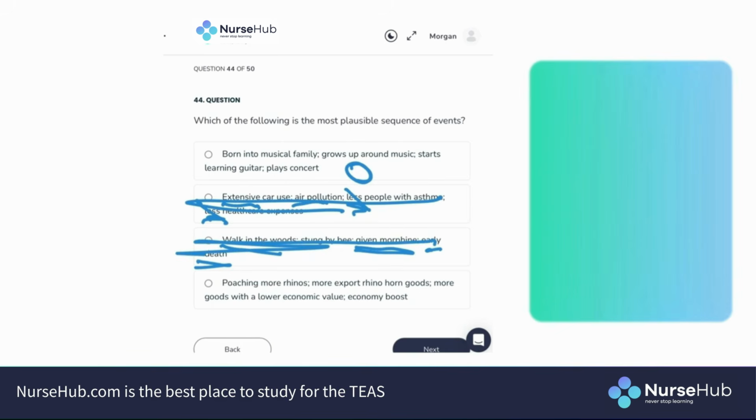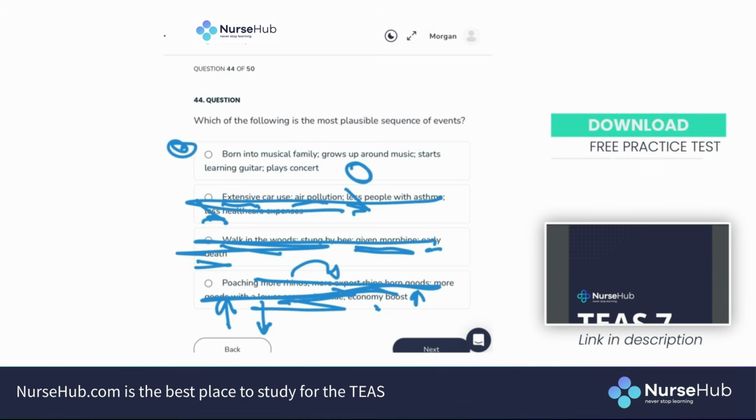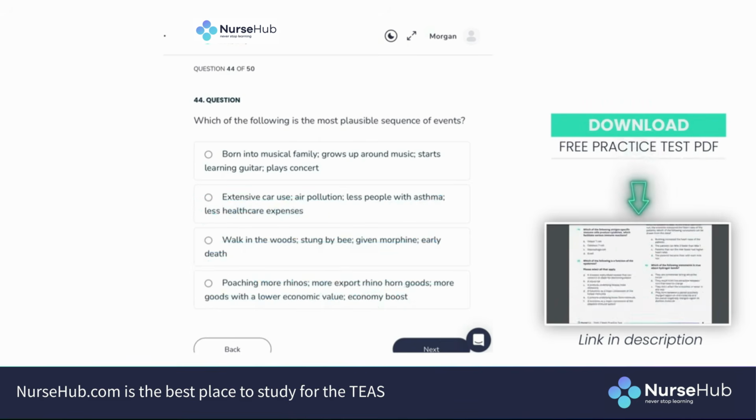Finally, poaching more rhinos, okay? More export of rhino horn goods. That makes sense. More goods with lower economic value, okay? Economy boost, right? Boost means increase. Lower economic value means decrease. Lower economic value would not correlate with more exports, right? More exports to me means you would have a higher economic value, and then that would lead to an economy boost. So again, this answer choice doesn't make a lot of common sense. We're left with our first one that we liked to begin with as the correct answer. We're going to select that one and move on.